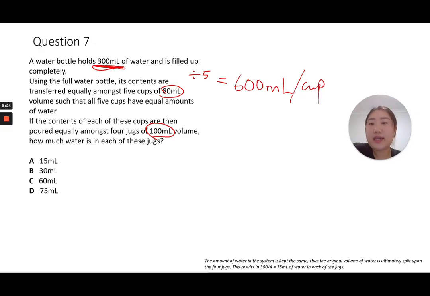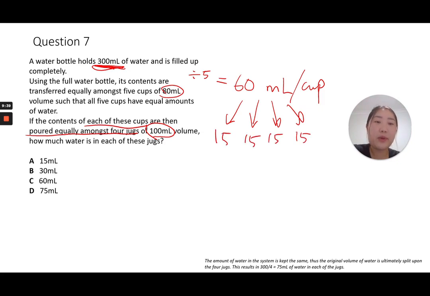Now, it says that each of these cups are then poured equally among 4 jugs. So we're going to split that into 4. And when we do that, what do we get? Sorry, it should be 60 mils. My apologies. We get 15, right? Remember, we have 5 of these cups. So we're going to times 5 for each one, and we get 75 mils as your answer, or D.